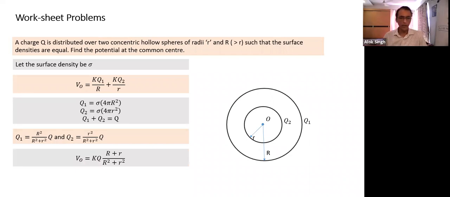For those who are not comfortable, please practice this kind of calculation. There's nothing to it, you just apply the formula. You need to distribute the charge in proportion to the square of the radius. Then the charge density becomes equal.